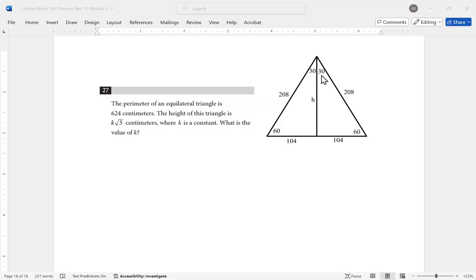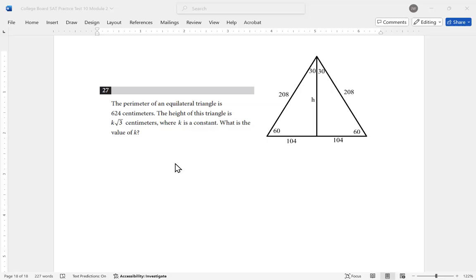And because we split this angle up here into two evenly, because we have an equilateral triangle, both these right triangles that we draw are going to be 30, 60, 90 right triangles. Moreover, the base is going to be split into halves. So if each side is 208, then the two bases are going to be 104 and 104, half of 208. Now, the height is what we're looking for.